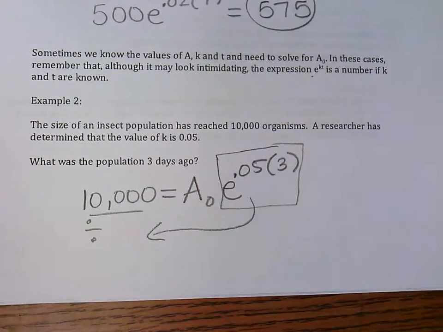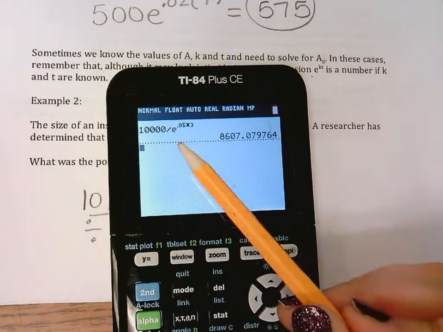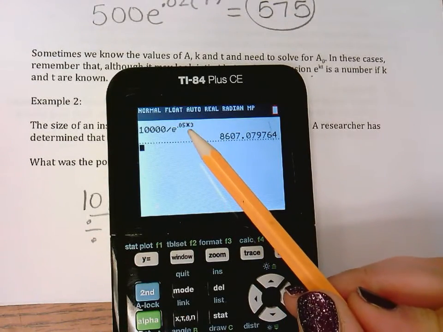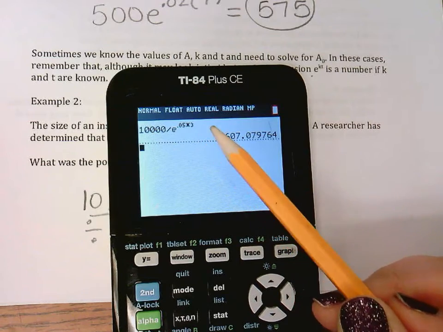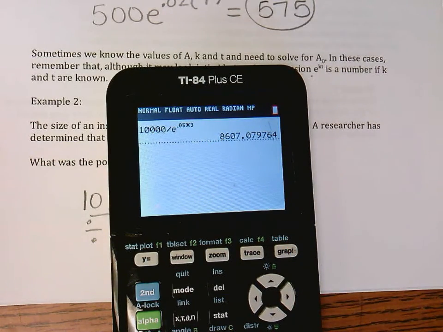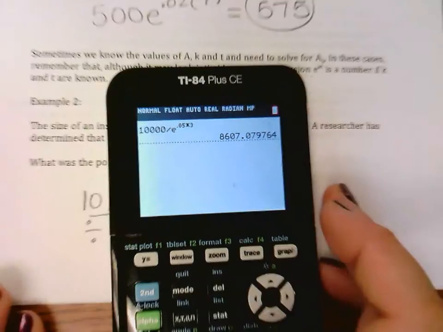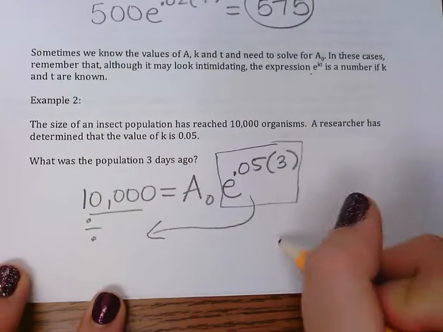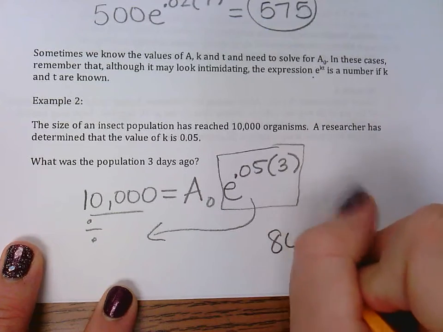So here's what I did. I took 10,000 and divided by e to the 0.05 times 3. Make sure that when you're typing it in, you're getting this answer, because if not, you're missing a divided by or a parenthesis or something. So you want to be confident using the calculator to get your answer. So 8607, about.